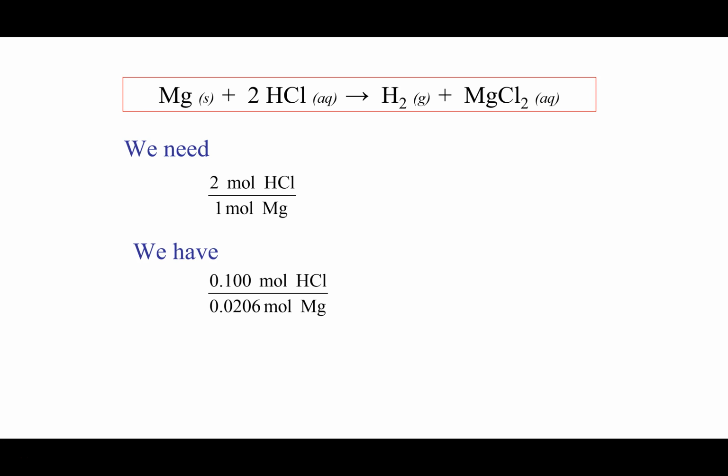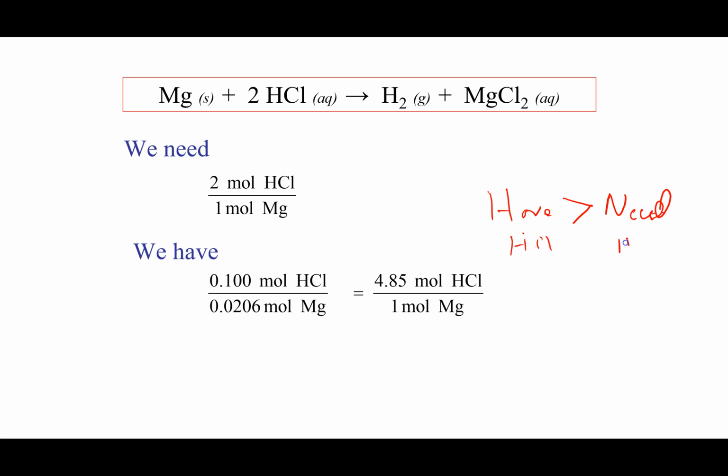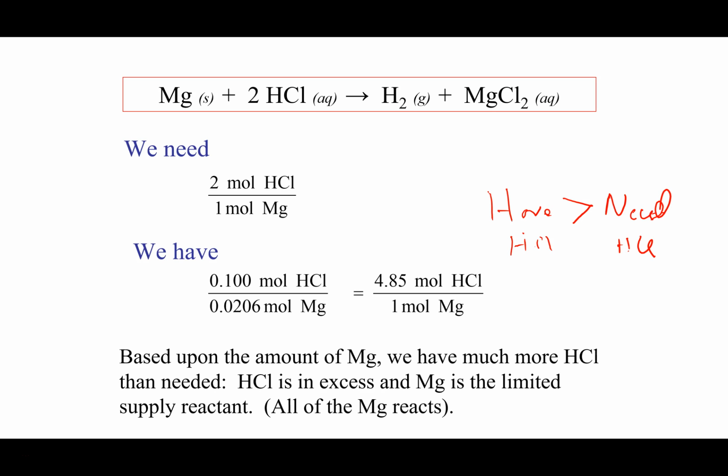The have ratio from the previous slide is we have 0.100 moles of HCl and 0.0206 moles of magnesium. If you divide that out and give yourself 3 sig figs, what you have is 4.85 moles of HCl for every 1 mole of magnesium. So you can see that with regard to HCl, we have more than we need. How many people think that HCl is in excess? Yep, HCl is in excess. That's a little side calculation, but we just needed to do that. Since magnesium is in limited supply, it will entirely be reacted up.